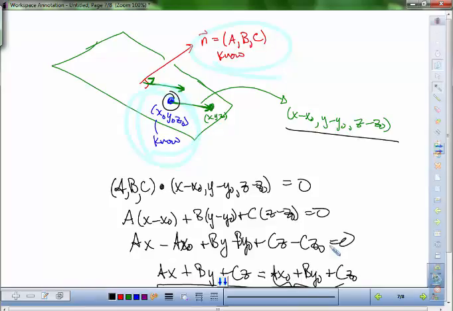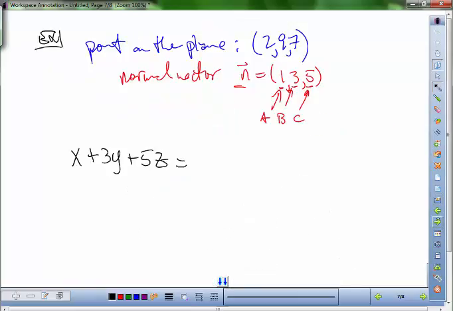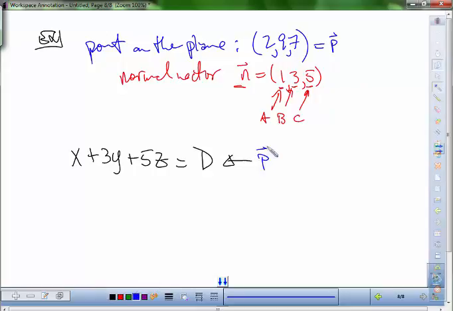So instead of memorizing this formula, what if you just remember that if you take the dot product of the point and the vector, let's call this point P as a vector in standard position, your D is really just the dot product of the point and the normal vector. And that's easy enough to do.